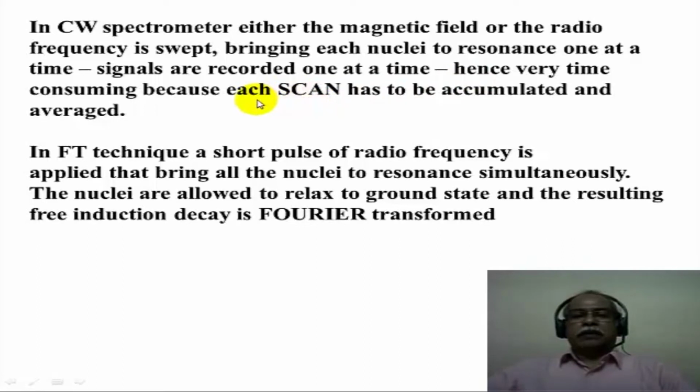On the other hand, in the FT technique, a very short pulse of radio frequency covering a range of frequency is applied, and this brings all the nuclei to resonance simultaneously. The nuclei are then allowed to relax to ground state, and the resulting free induction decay is Fourier transformed.